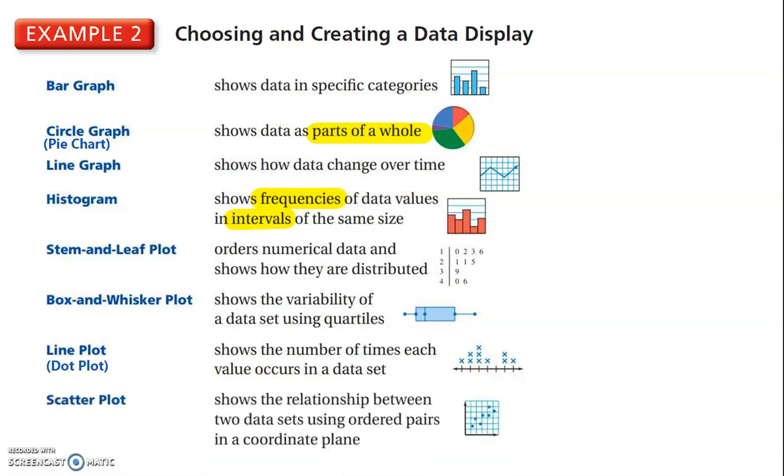All right, and then finally we've got a scatter plot that shows a relationship between two data sets. Okay, important here. These are between two data sets using ordered pairs.